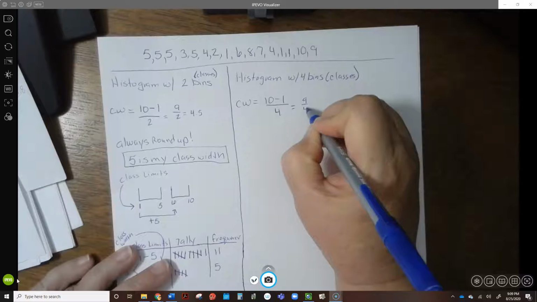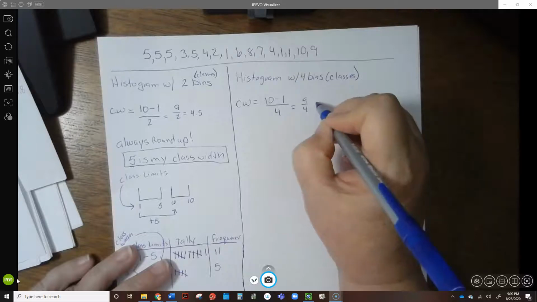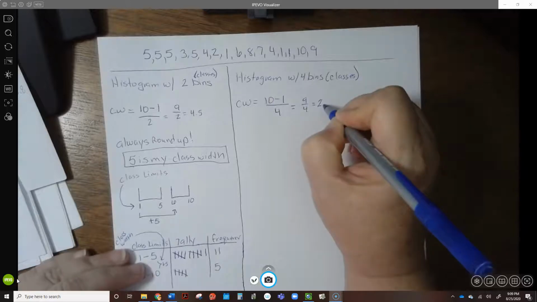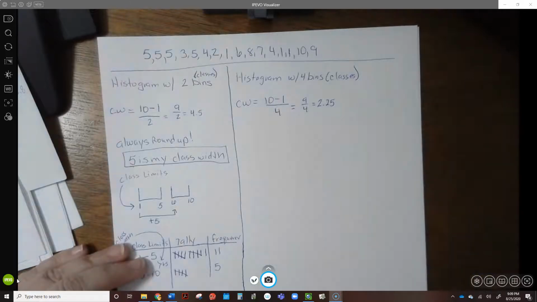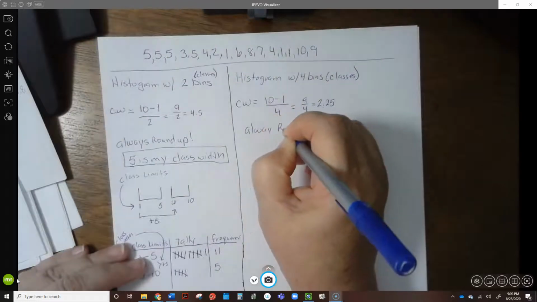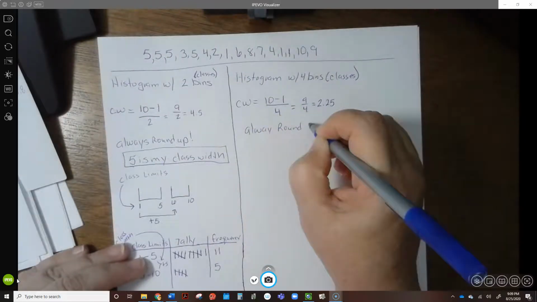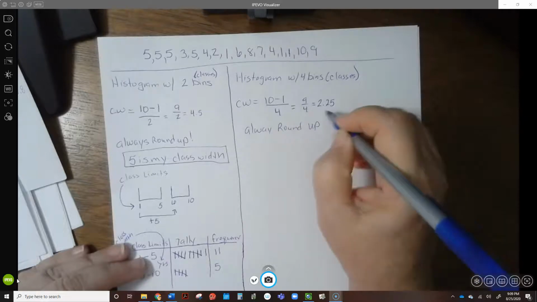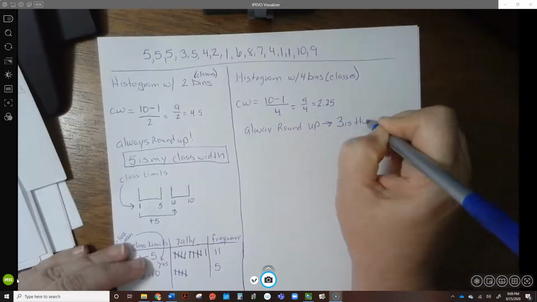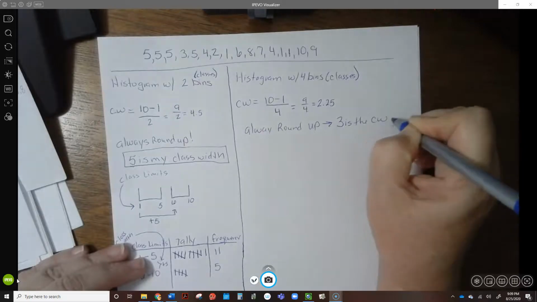So 10 minus 1 is 9. 9 divided by 4 comes out to be 2.25. What did I tell you? You always round up. So we have 3 as the class width.